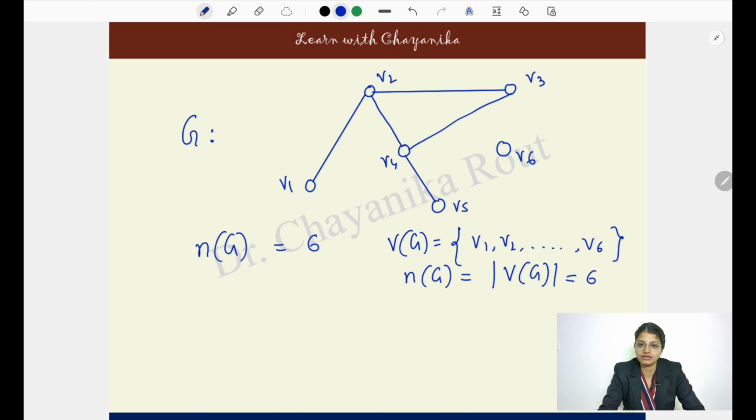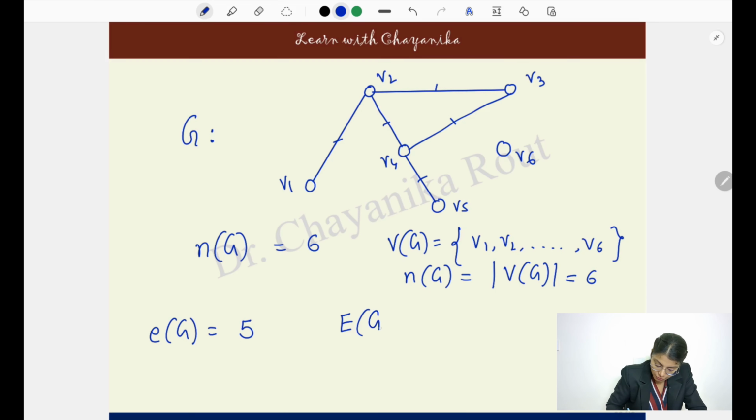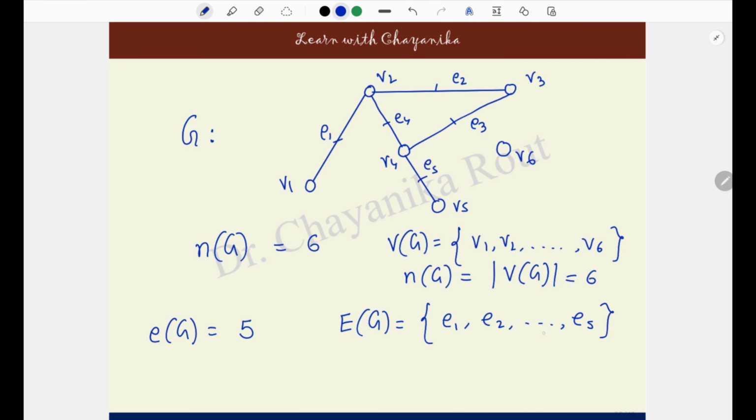Okay, so you count the number of vertices and you write the order of the graph. And what would be the size of the graph? The number of edges that we have in the graph. So we have 1, 2, 3, 4, 5 edges. So the size is 5. Similarly, if we express the edge set of the graph, we have E1, E2, E3, E4 and E5. So edge set contains E1, E2 up to E5, these 5 edges. So size of the graph is nothing but the cardinality of the edge set of the graph. That is how many elements are there in the edge set, that is how many edges are there.